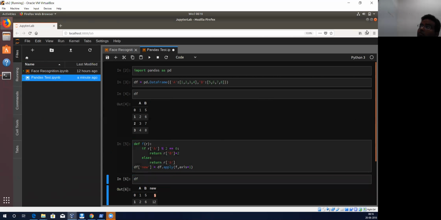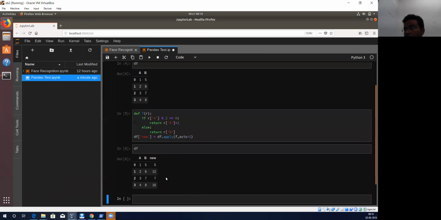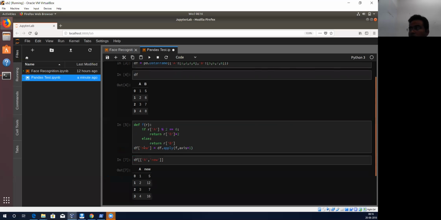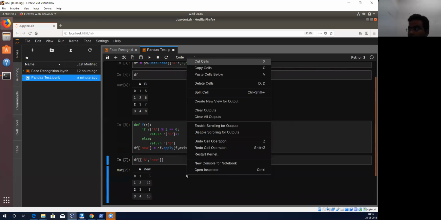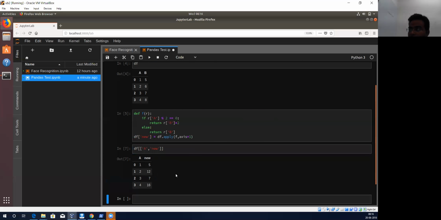In this case, I want only a and then the new column. So what will I do? You can see, I need the a column and the new column. You can do this. Got it? Okay, or you can drop also.